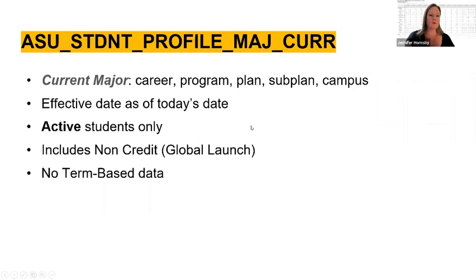Last table is the student profile major current, and it has all of the program plan, subplan, and campus, but it's only as of today's date, not as of a term start. So for some reporting, this is more useful than going back to the term start if you need students who are in the major today. It does not include students that have graduated or been discontinued for other reasons, but it does include global launch. We did pull that data into this table. Because it's the current record, it's all effective data, there's no term-based data in here.